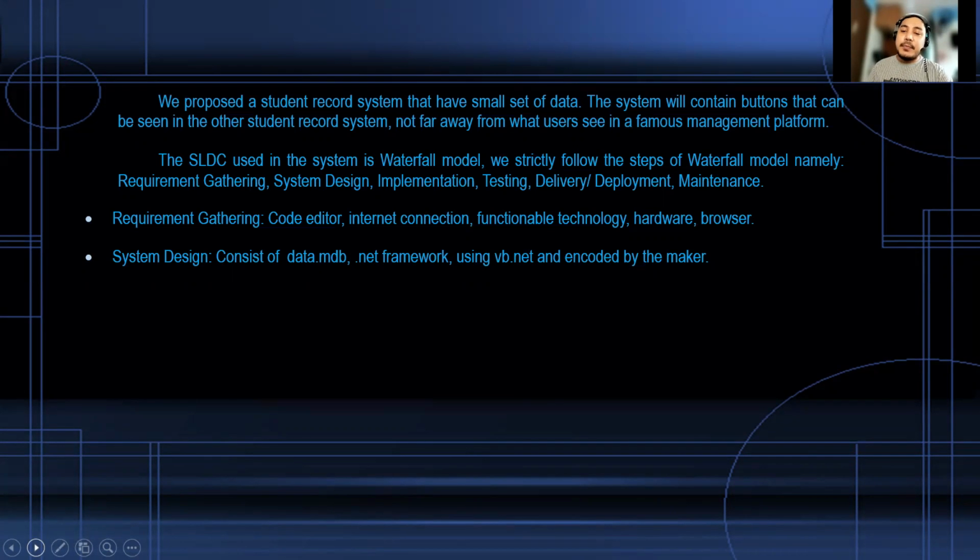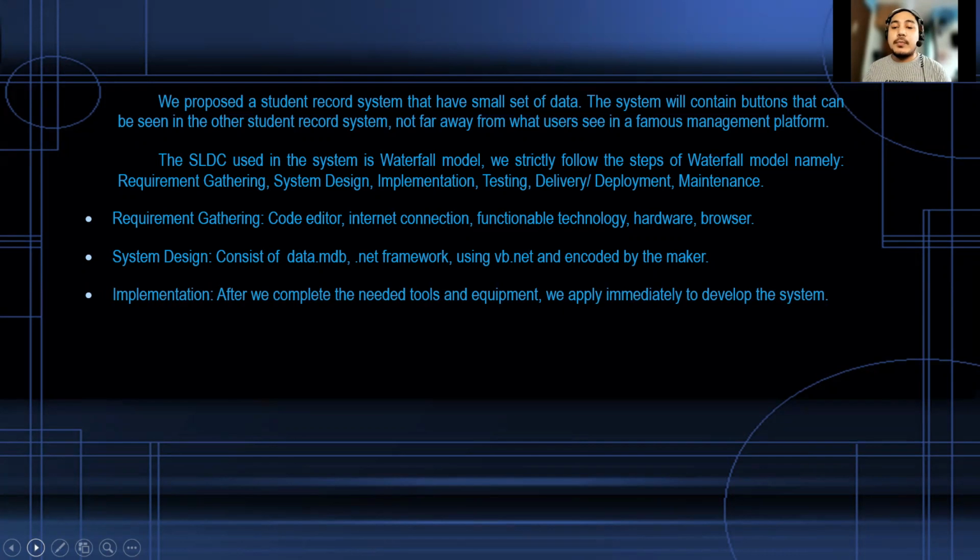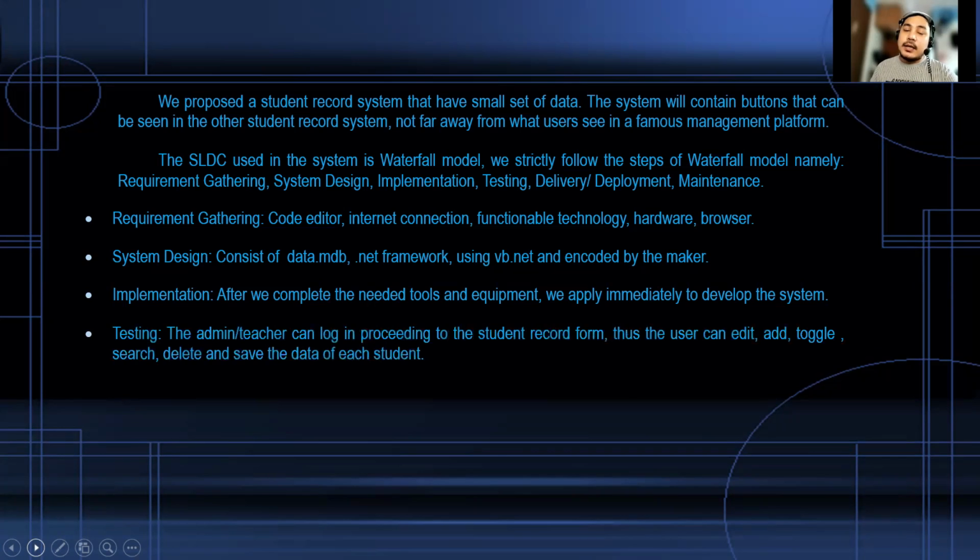System design: based on analysis, design the software architecture. It consists of data.mdb, .NET framework, using VB.NET, and encoded by the maker. Implementation: development of the software in small units with functional testing. After we completed the needed tools and the equipment, we applied immediately to develop the system. As testing is done at a later phase, there is a chance that challenges and risks at earlier phases are not identified.